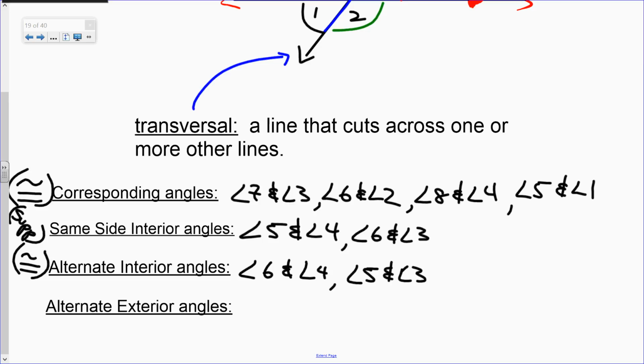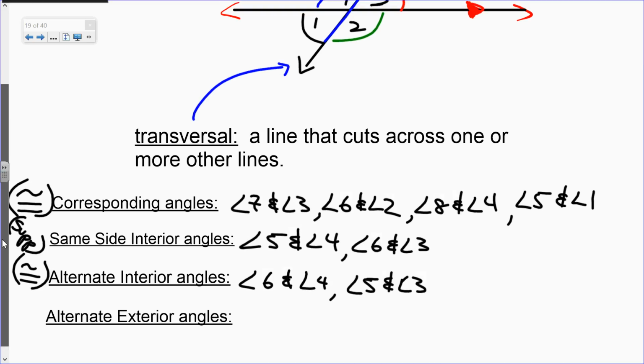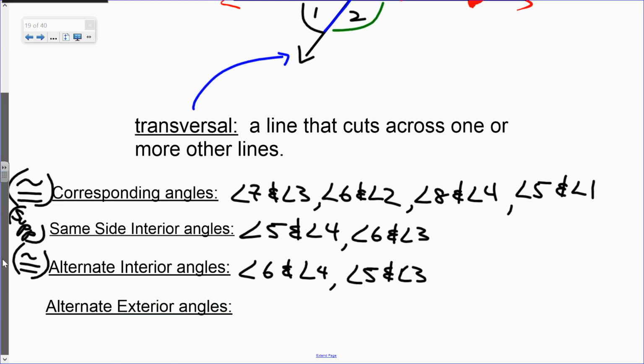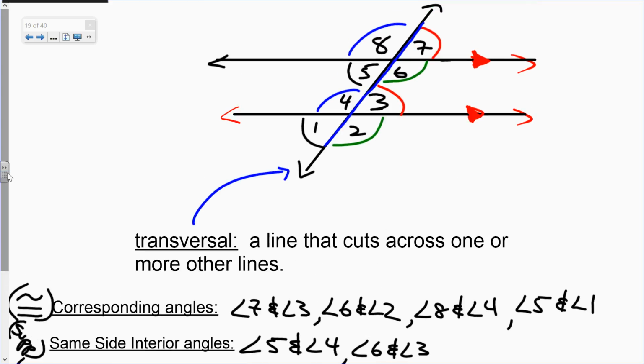alternate exterior angles. Last one. Alternate exterior. So alternate, different side of the transversal, exterior. That means they're on the outside. So I'm no longer talking about angles in the interior. I'm talking about angles out here, outside the parallel lines.